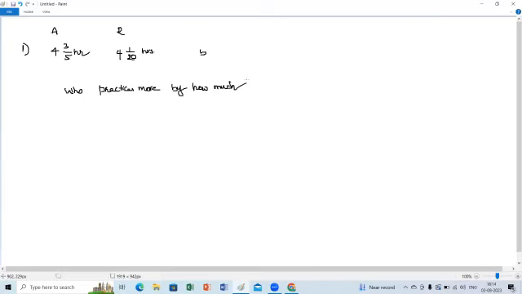Ma'am, can you repeat the question once again? Yeah, there are two students here. Sanvit practiced for 3/4 hours for his sports meet, whereas Rishit practiced for 1/20 hours every day. My question is, who practiced more and by how much?